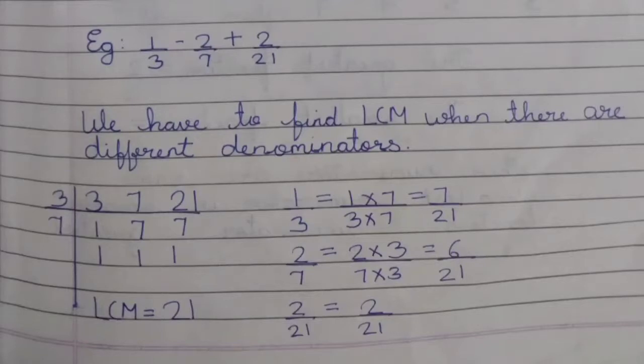Now 2 by 7, so you have to convert 7 to 21. So 7 threes are 21 and 2 threes are 6. So it will be 6 by 21. And 2 by 21 already has the denominator 21. So it will stay just like it, 2 by 21. Now you have to put these values in the place of 1 by 3, 2 by 7 and 2 by 21 and find the answer.